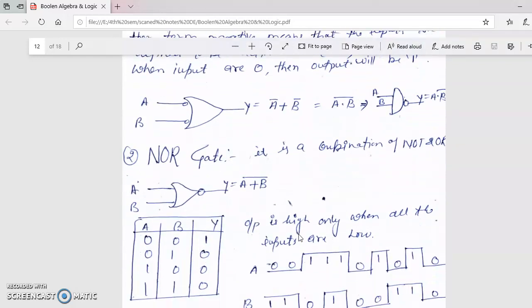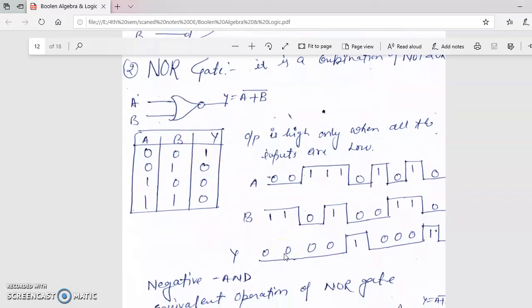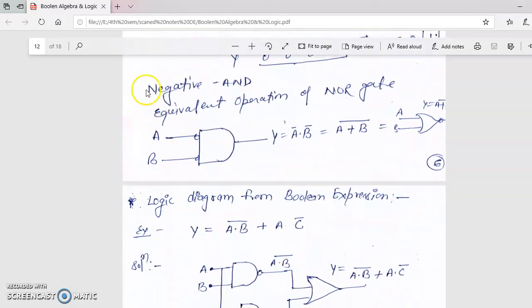Next one is NOR gate. It is a combination of NOT and OR gate. Means Y equal to (A plus B) whole bar. Okay, according to this equation we get the truth table, and according to this truth table we draw the pulse timing. Important is negative AND gate. The negative AND gate is equivalent to the operation of NOR gate.